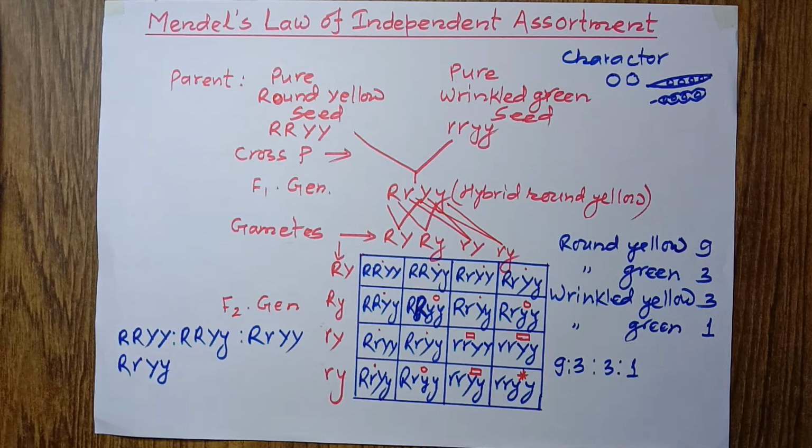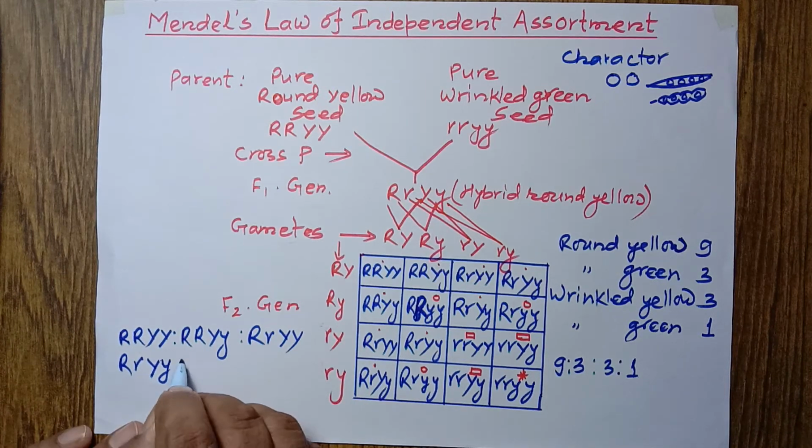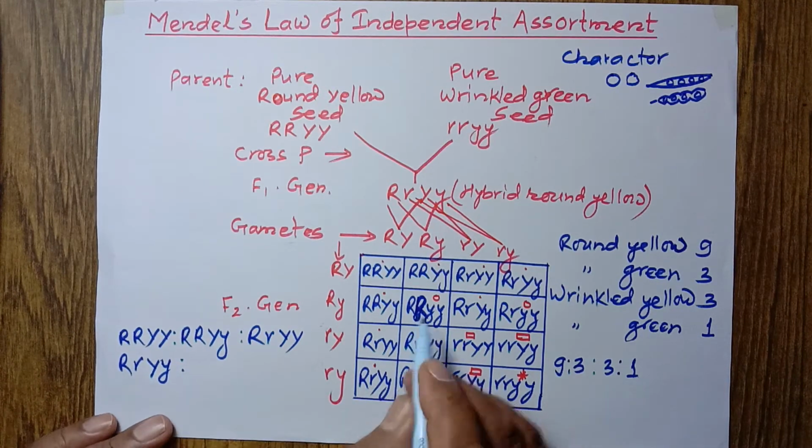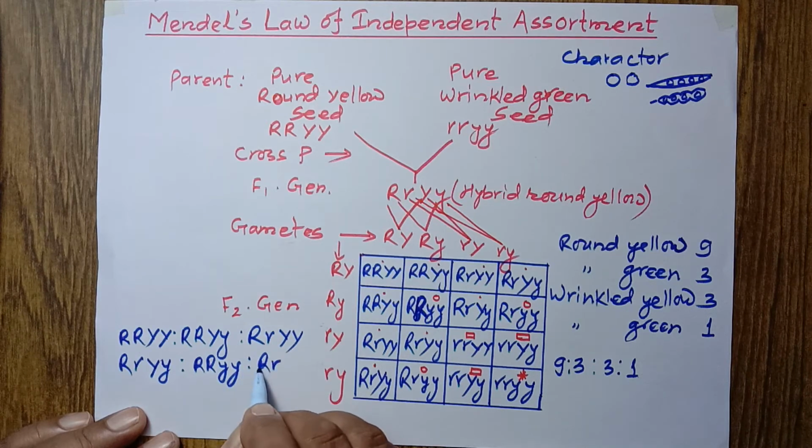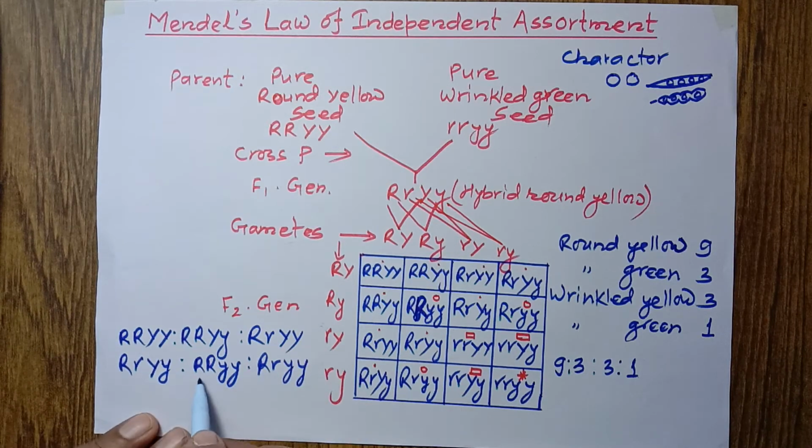And now round green. How many types of round green? Maybe this way, this is round green, or maybe R, small r. At least one R is capital, that's why round. But green must have both the Y small. Round green must have these two types of gene.